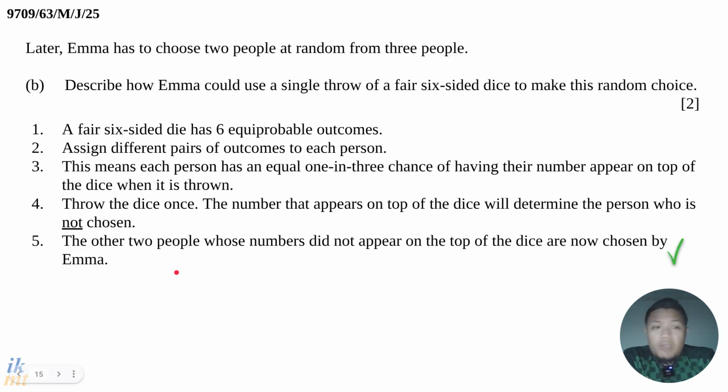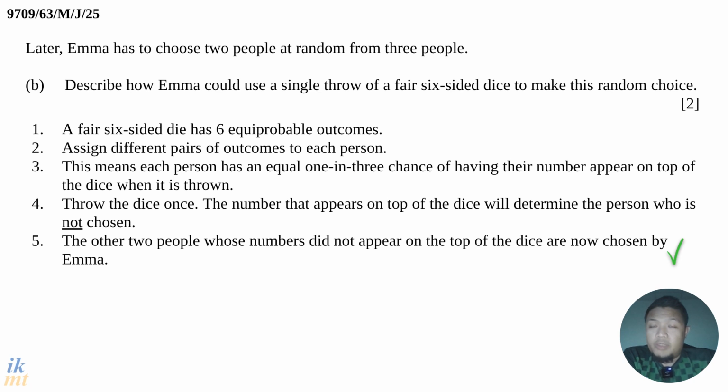All right, and so that is one of the solutions for this question. I think this one is the most straightforward way of answering this question. Of course, I've left this as a general pair of outcomes here. I didn't mention first person numbers 1 and 2, second person 3 and 4, third person 5 and 6. It doesn't have to be that, as long as they all have unique pairs of outcomes, unique 2 numbers. They will all have an equal 1 in 3 chance, and therefore will be able to be chosen randomly.